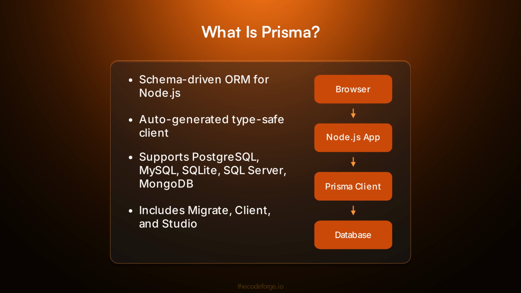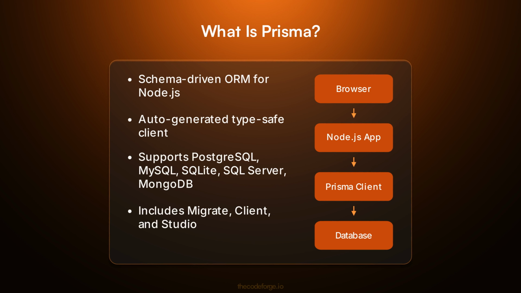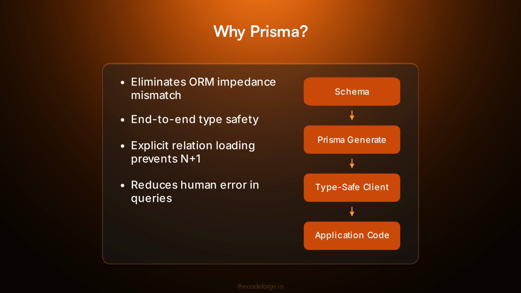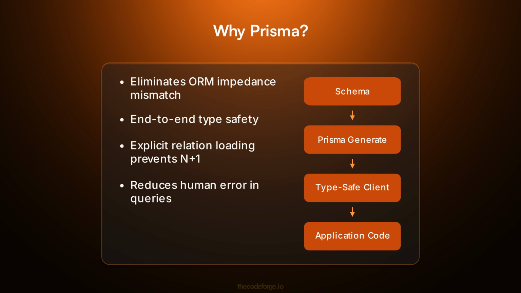Prisma is a schema-driven ORM. You define your data model in a schema file, and Prisma generates a fully typed client. It handles migrations, queries, and even provides a GUI for data inspection. Traditional ORMs have complex configs and type safety gaps. Prisma's schema-first approach generates both migrations and the client, ensuring your code and database stay in sync.